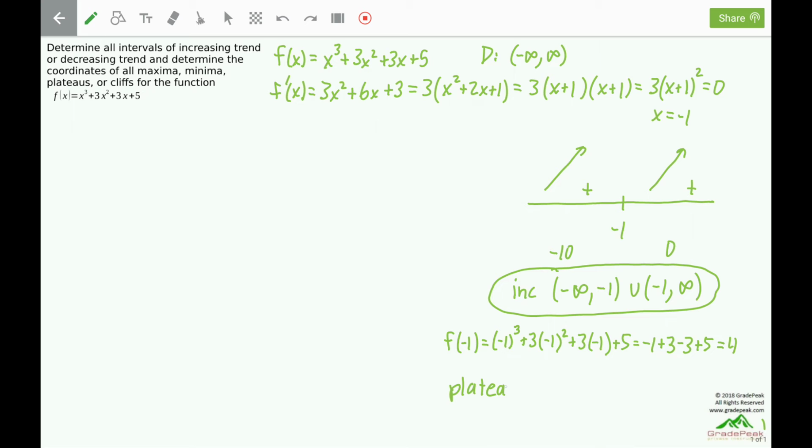Since the trend didn't change, we have a plateau, and it was occurring at an x-coordinate of negative 1 with a corresponding y-coordinate of 4.